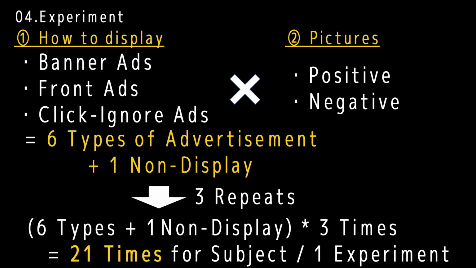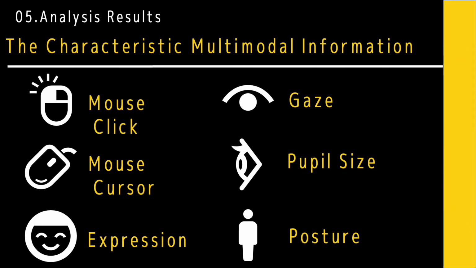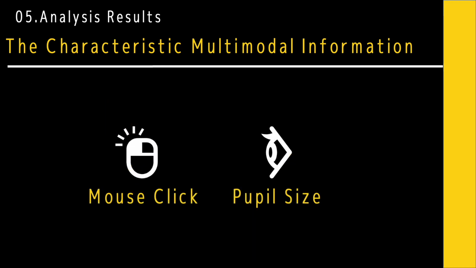We repeat these 3 times to get multiple data. We get data 21 times per subject. We obtained these 6 types of multimodal information in this study. However, I will describe in this presentation the result of my analysis using pupil size changes and clicks. Other multimodal information are obtained for collaborators.